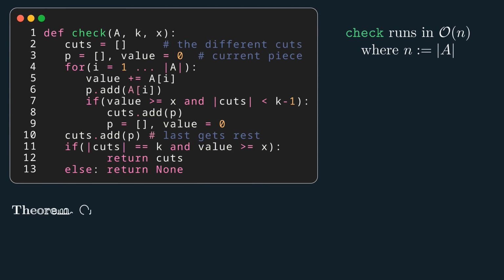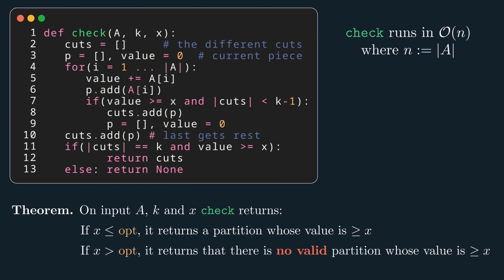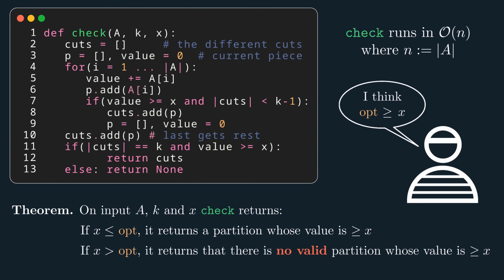Further, the function gives us the following guarantee. If x is at most the optimum value, then it outputs a partition whose value is at least x. If x is larger than the optimum value, then it returns that there is no valid partition whose value is at least x. With this algorithm, we check if a guess of our friend makes any sense. However, the function only returns an optimum cut if our friend's guess was already optimal. But how can we make such a guess without solving the problem in the first place?